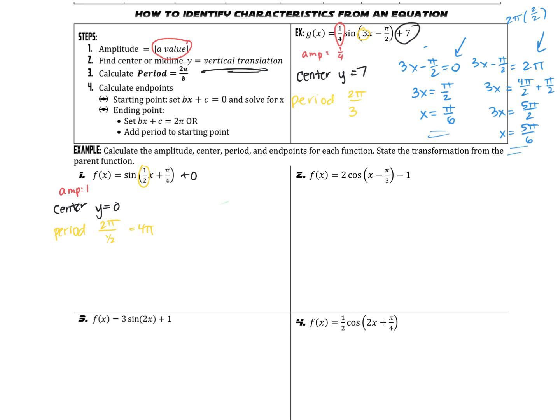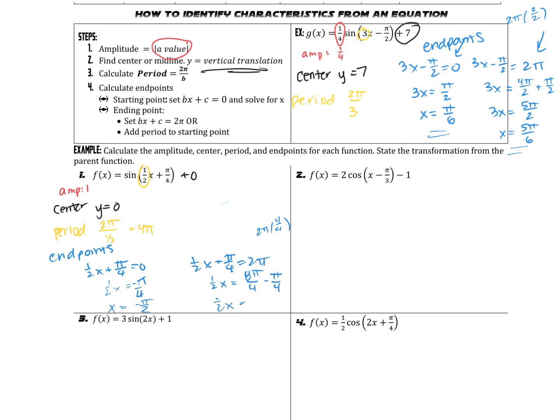And then lastly, let's find our endpoints. So we're going to set the inside equal to 0 and the inside equal to 2 pi. And then we're going to solve. So 1/2 x equals negative pi over 4. Multiply both sides by 2. X equals negative pi over 2. And then over here, 1/2 x equals, again, I'm going to rewrite this 2 pi. I'm going to multiply by 4 over 4 to get 8 pi over 4 minus pi over 4. So 1/2 x equals 7 pi over 4, and then I'm going to multiply both sides by 2.